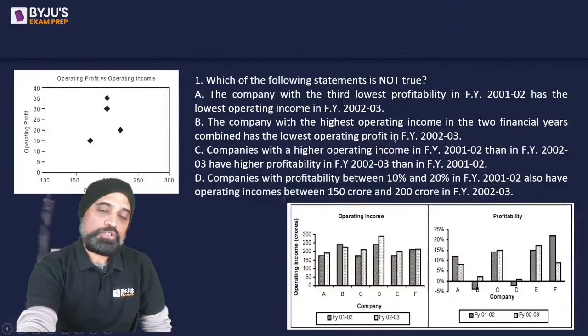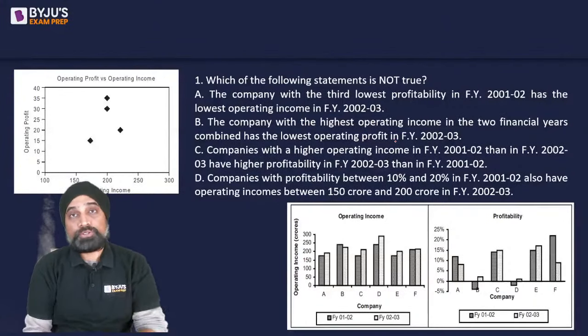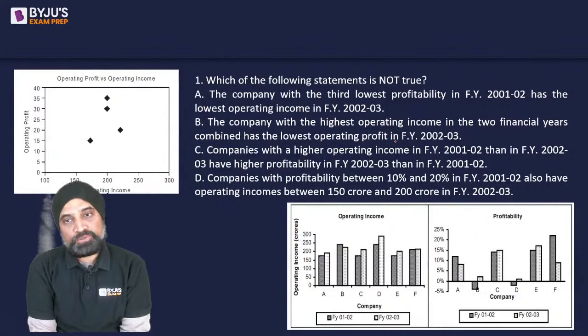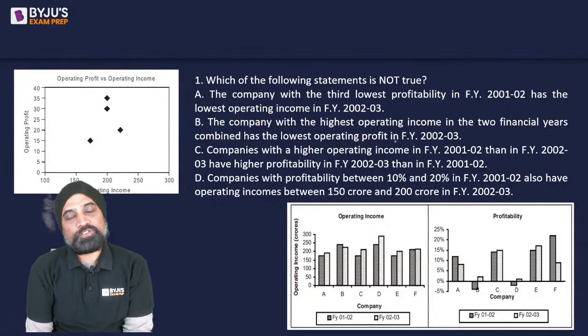So this is the first question. Which of the following statements is not true? First statement, the company with the third lowest profitability in fiscal year 2001-2002 has the lowest operating income in fiscal year 2002-2003. The company with the highest operating income in 2 financial years combined has the lowest operating profit in fiscal year 2002-2003, and so on and so forth.